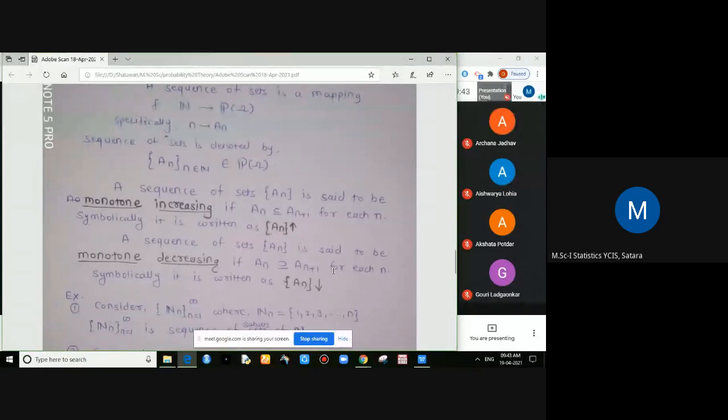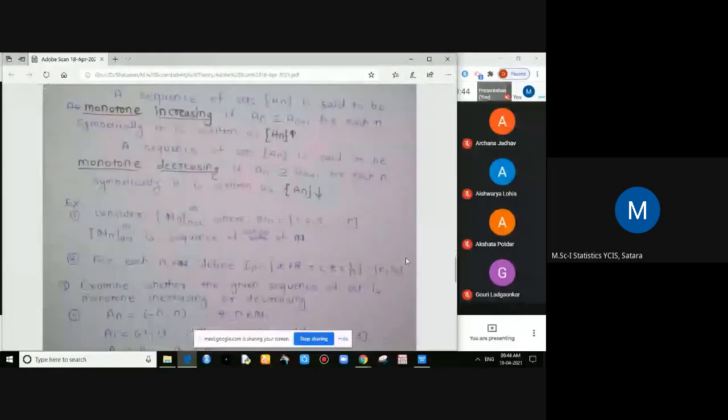So if it happens for every n, then symbolically it is written as the sequence An with a downward arrow, and the downward arrow indicates the decreasing trend. We can say that with this symbol the sequence An is a monotonically decreasing sequence. If An is a superset of An plus 1, then the sequence is monotonically decreasing. We will see some examples of what a monotonically increasing or monotonically decreasing sequence actually is.